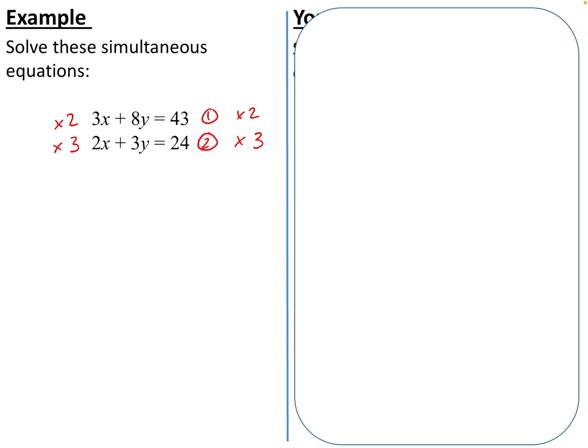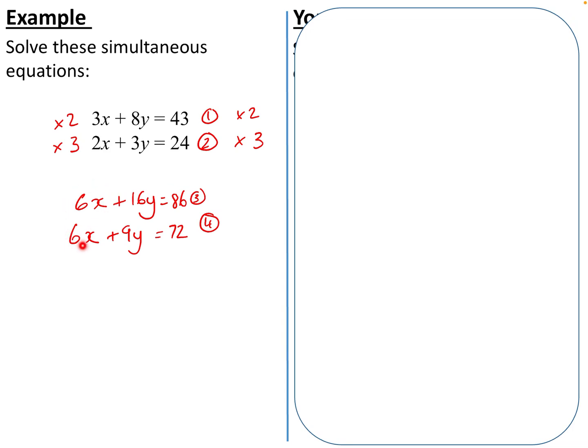When I multiply equation 1 by 2, it's going to create equation 3, which is going to be 2 times 3x is 6x, 2 times 8y gives me 16y, and 2 times 43 is going to give me 86. So I've created equation 3 there. I also need to multiply equation 2, which is going to create equation 4. 3 times 2x gives me 6x, 3 times 3y gives me 9y, and 3 times 24 will give me 72.